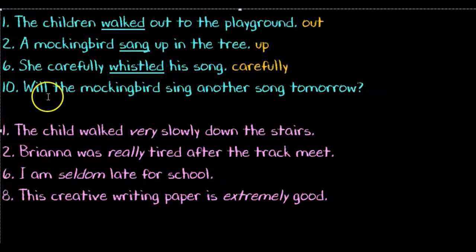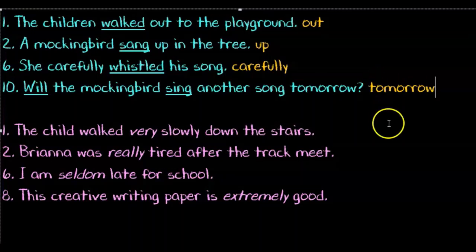And then number 10, will the mockingbird sing another song tomorrow? Now this sentence has a verb phrase. All right, so will sing. All right. Now, what word tells us more about will sing? When will the mockingbird sing? Tomorrow. So we would write tomorrow in the blank there. All right. So go ahead and work on 3, 4, and 5 by yourself.